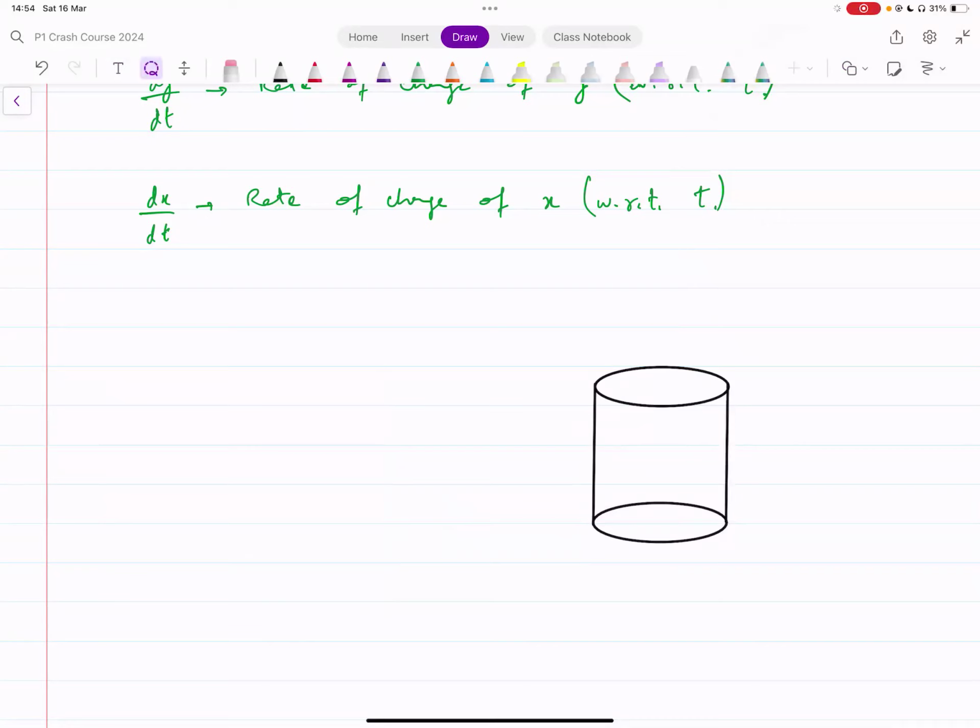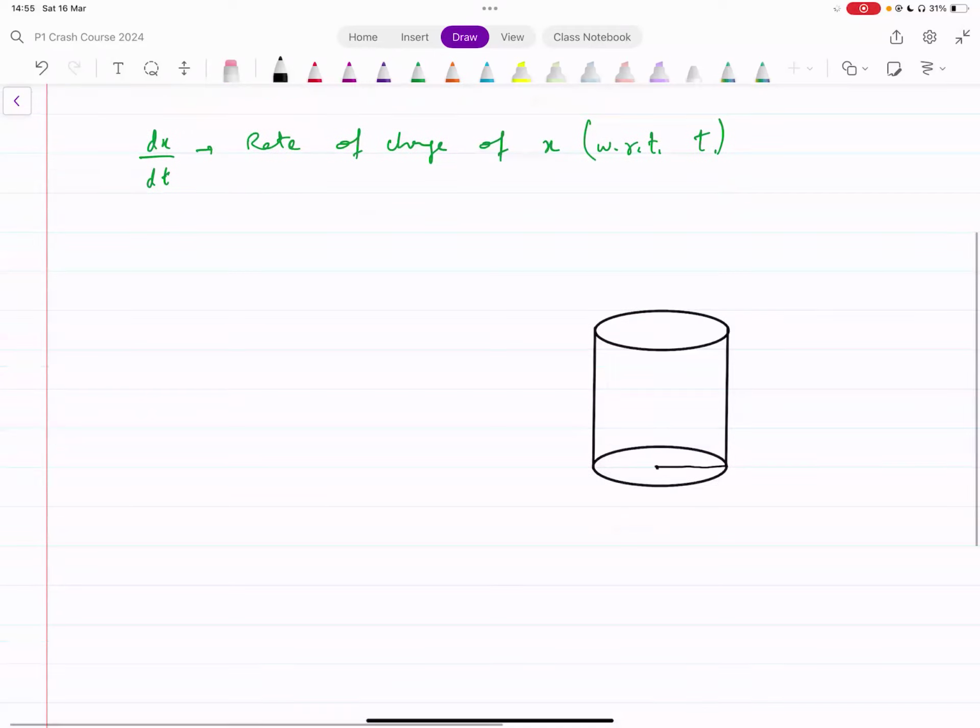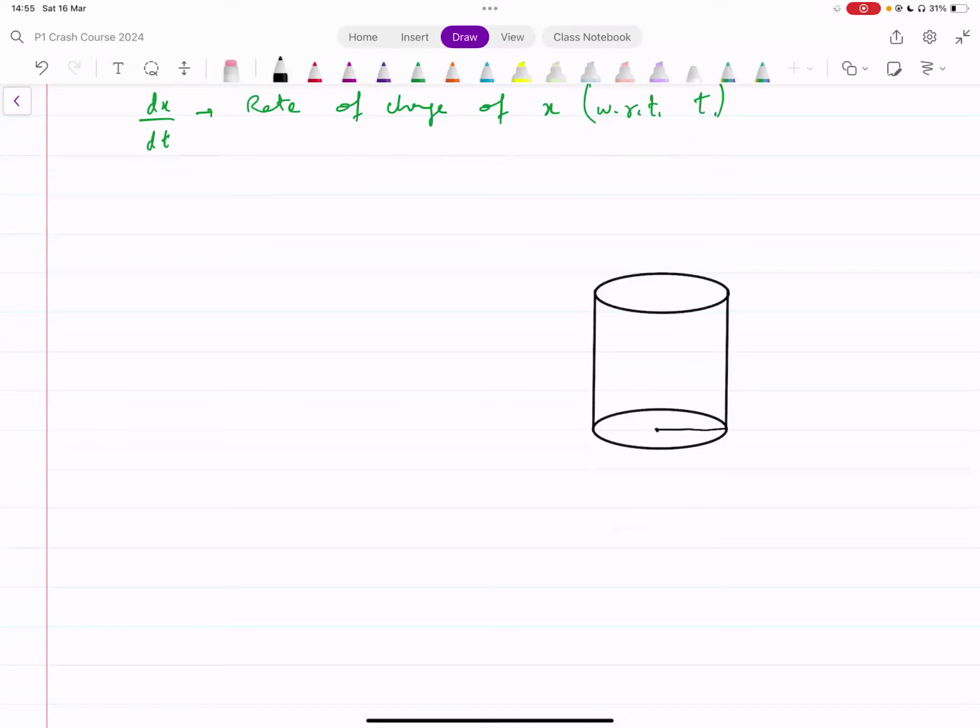And let's say we're given that the radius of the cylinder is 5 meters. So it's a big cylinder. It's kind of a tank. So it's a big tank basically. And the radius of this tank is given to be 5 meters. So let's call this R. And we're given that R equals 5 meters. That's the radius of this tank.